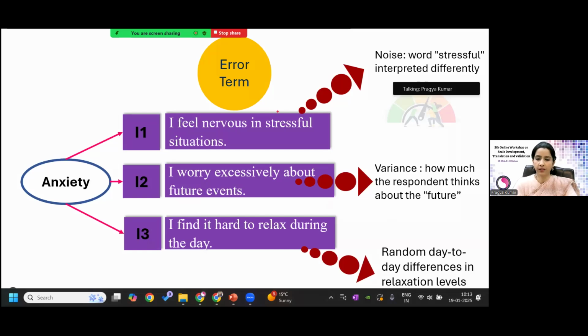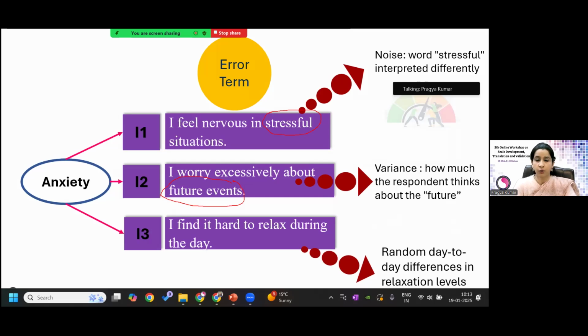So if I use this word stressful, this will be interpreted differently by different individuals, because stress is a very subjective term, and it might vary from one person to another. The second item is, I worry excessively about future events. Now again, I don't know what future means. This future cannot be defined for everyone very realistically, because it is not necessary that everyone will think so much about the future.